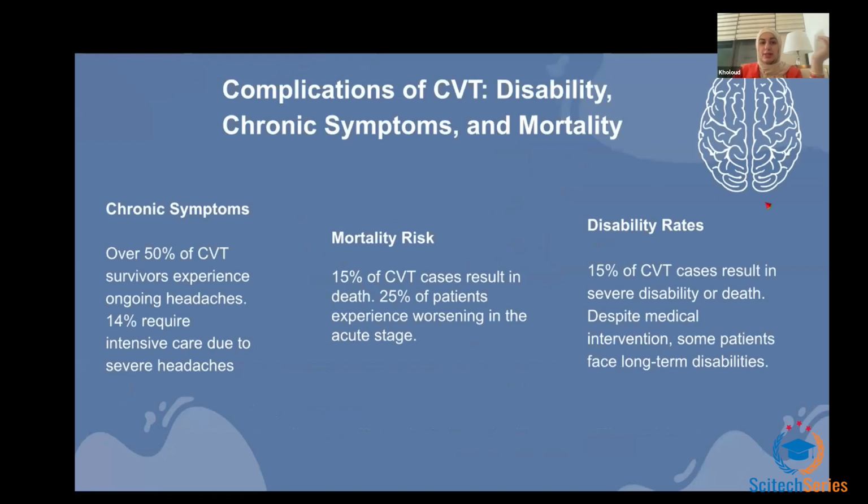And then when we talk about chronic symptoms, 50% experience ongoing headaches, which makes it difficult to see if that is a side symptom, or if that's actually a new CVT. And then 15% end up requiring intensive care because of the severity of the headaches. 15% of CVT cases end up in death, and 25% experience worsening in the acute stages. And then 15% end up in severe disability as well, despite medical intervention like the patient we had. So the patient we have right now is going to be on chronic medications and chronic physio.